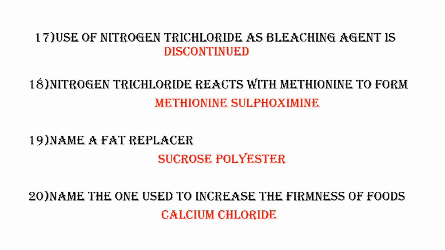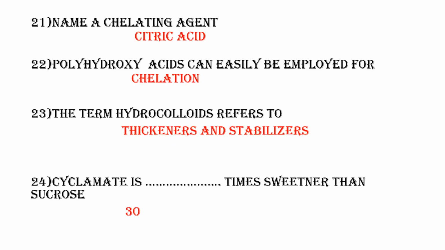19th question. Name a fat replacer. So, sucrose polyester is a fat replacer. 20th question. Name the one used to increase the firmness of food. So, to increase the firmness of food, we are using calcium chloride. 21st question. Name a chelating agent. So, citric acid is a chelating agent.